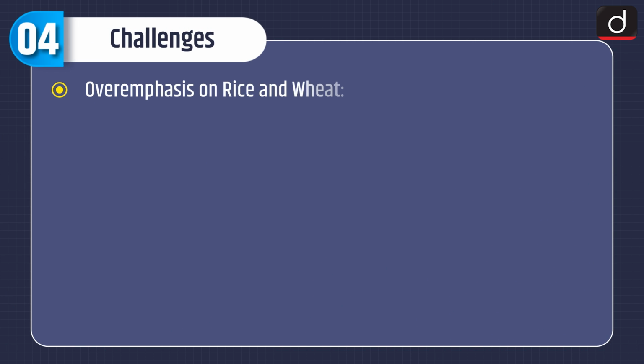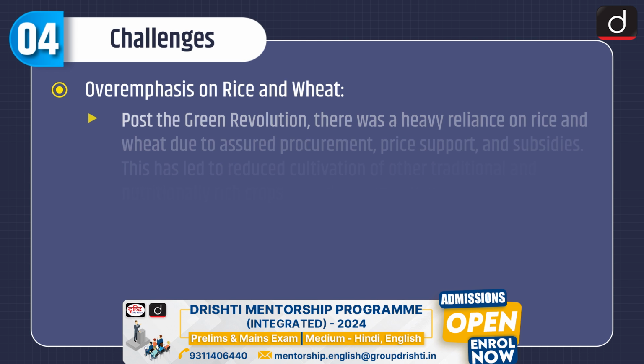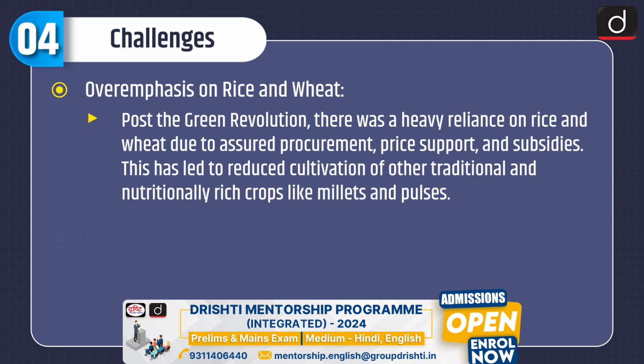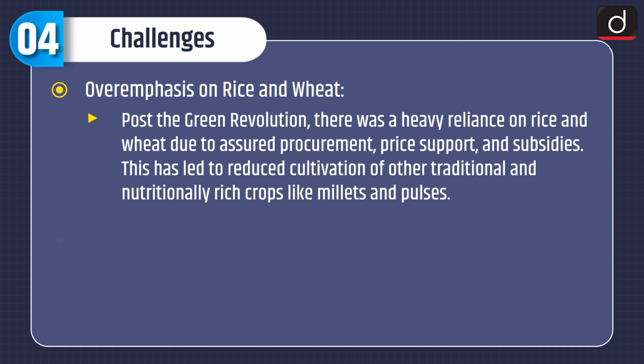Now let's have a look at challenges. First is overemphasis on rice and wheat. Post the Green Revolution, there was a heavy reliance on rice and wheat due to assured procurement, price support, and subsidies. This has led to reduced cultivation of other traditional and nutritionally rich crops like millets and pulses.